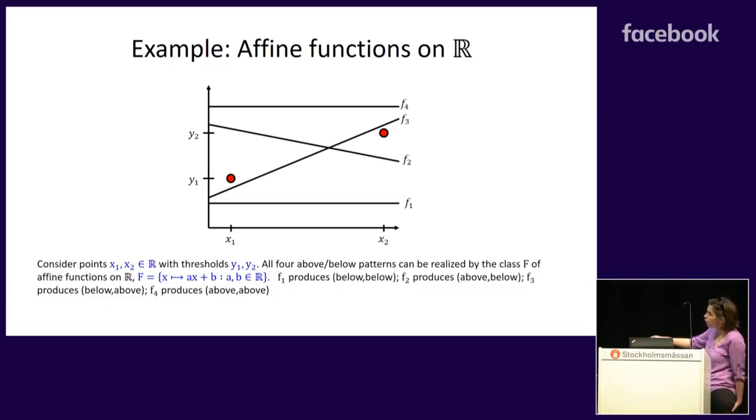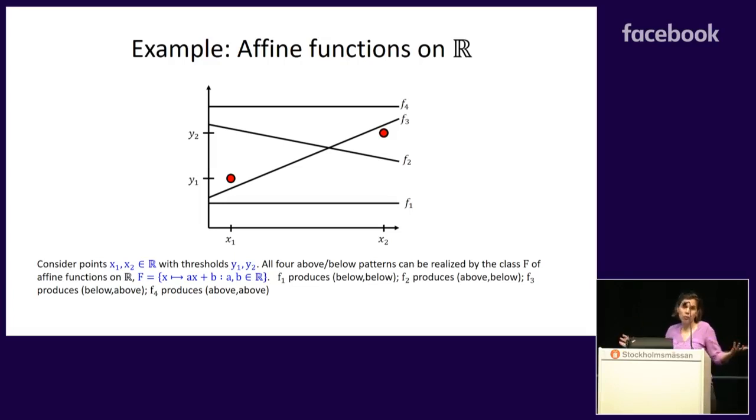Why? Because there are these thresholds, y1 and y2, and there exist these four functions, f1, f2, f3, f4, that achieve all the above and below patterns. So for example, the function f1 achieves the below-below pattern, because f1 of x1 is strictly smaller than y1, and f1 of x2 is strictly smaller than y2. And then there are also these other three functions, f2 that achieves the above-below pattern, f3 that achieves the below-above pattern, and f4 that achieves the above-above pattern. So this is another pictorial example of 2 points that can be shattered in a real value sense by affine functions over the real line.